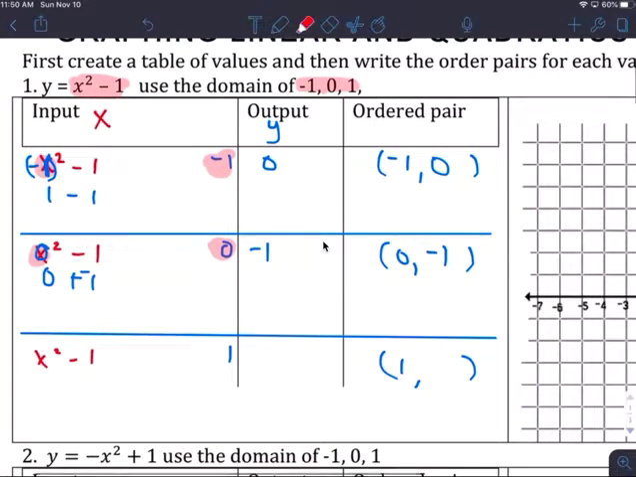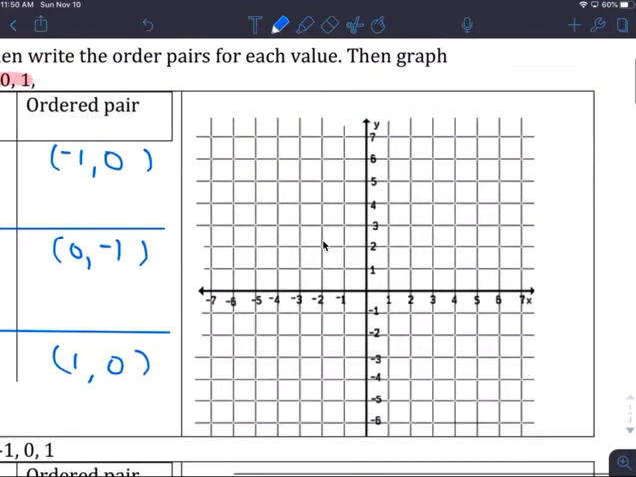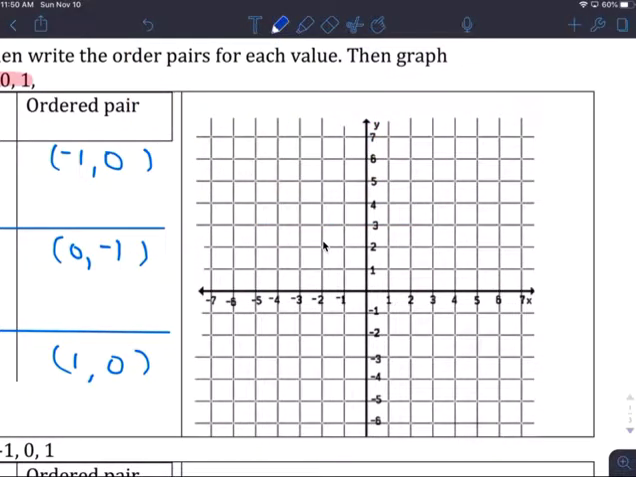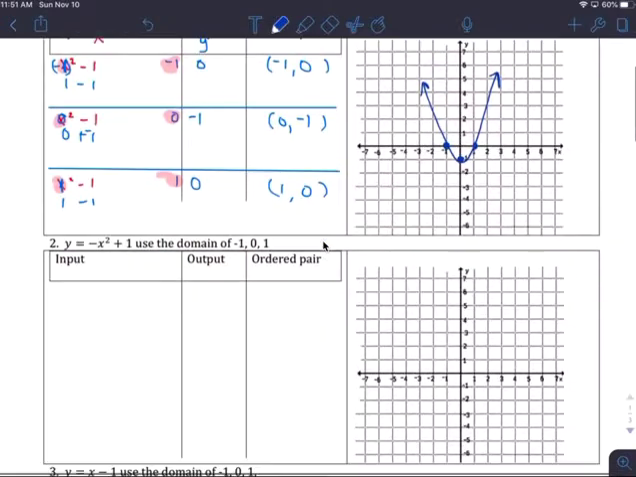Okay, here you input 1 where x is. So 1 squared is 1, 1 times 1 is 1, minus 1 is 0. So 1, 0. And now all you need to do is graph your ordered pair, or you call coordinates. These are also called coordinates. -1, 0 is right there. 0, -1 is right there. And 1, 0 is right there. Create a parabola. It's a U-shape, not V, U-shape parabola.